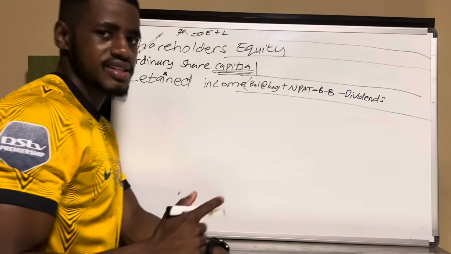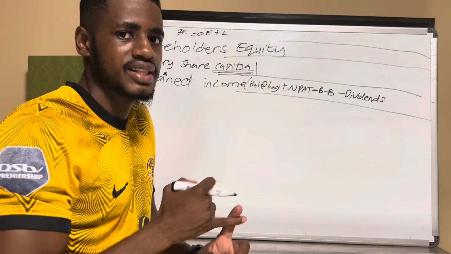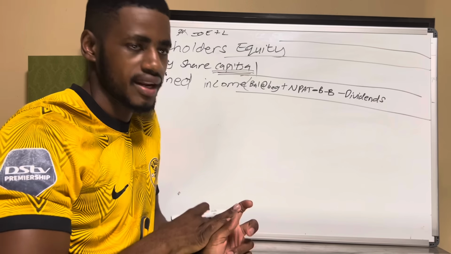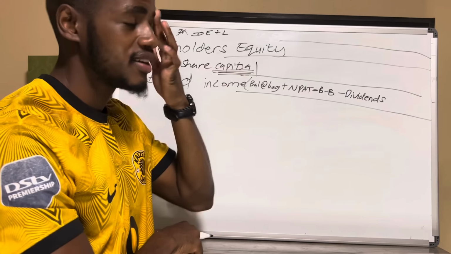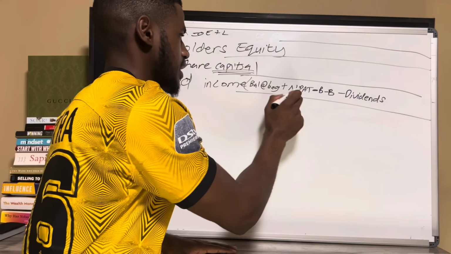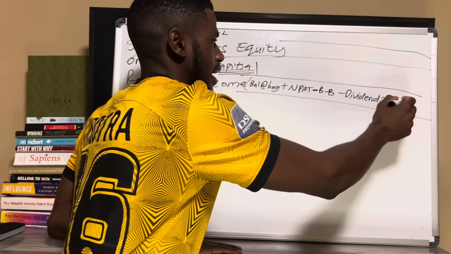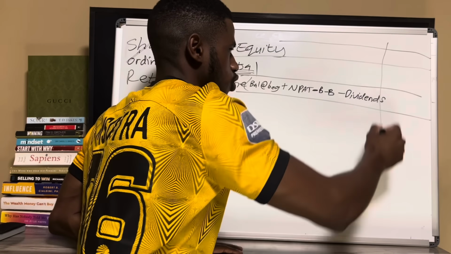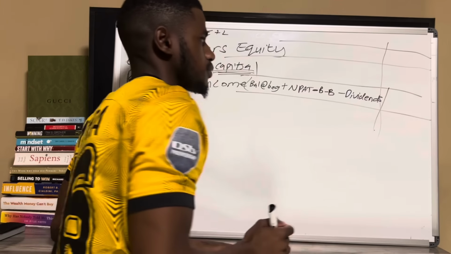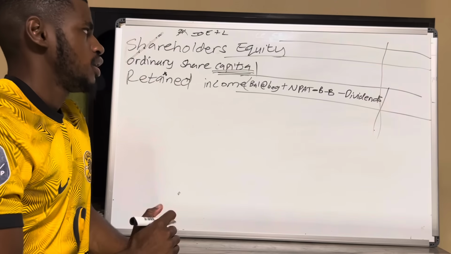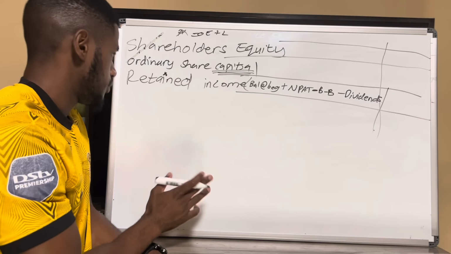Now remember, there are two types of dividends. We have interim and we have final dividends, which we'll be focusing on later, as I was saying. So add this, minus this, and you'll be getting your answer for your retained income. Okay, that is it for shareholders' equity.